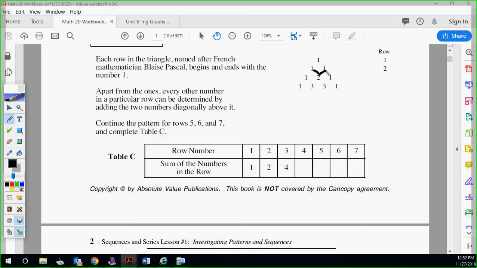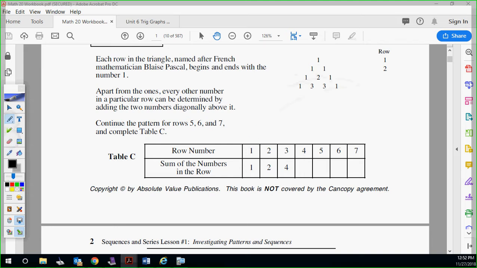1 plus 1 is 2. 1 plus 2 is 3. 1 plus 2 is 3. And then people are always like, why is that a 1 on the outside? Well, because it's technically 1 plus 0. There's nothing out here. So that's how it's built in terms of the pattern for Pascal's triangle.